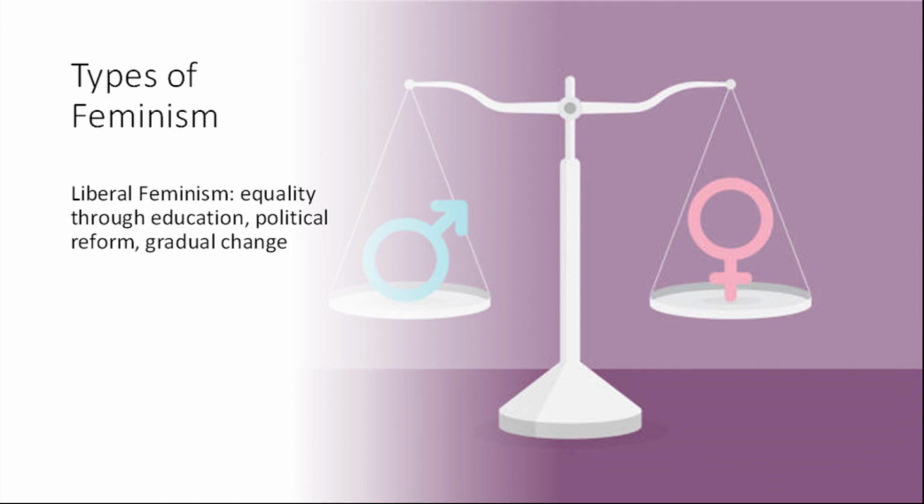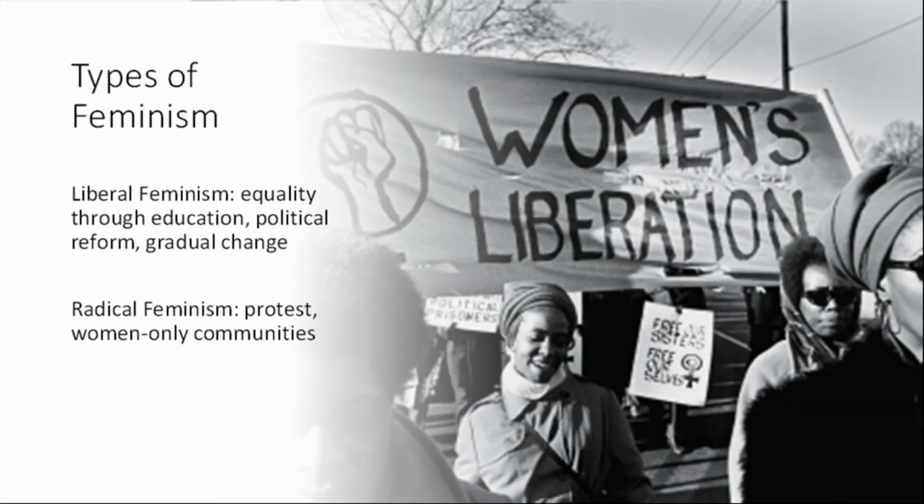It's also common to split feminism into three broad branches or types. Liberal feminism has a focus on using education, slow and gradual political reform. Many of the changes that have happened to the law, like the Sex Discrimination Act in 1975, could be linked to the campaigning of liberal feminists. Radical feminists, that is a branch of feminism much more focused on protest, setting up women-only communities, constructing a way of life for women separate from men.